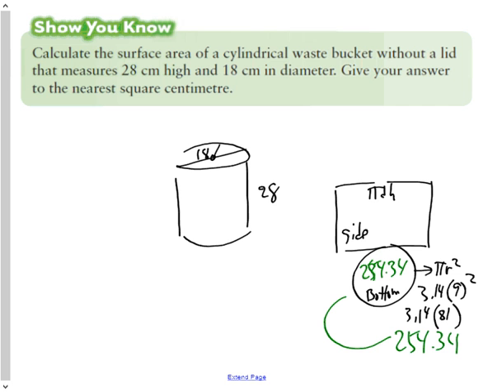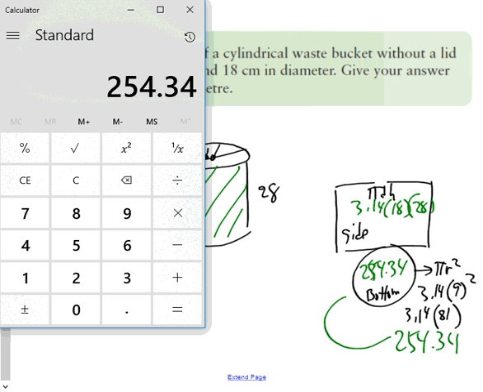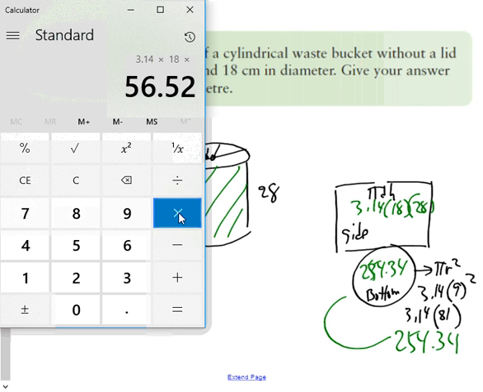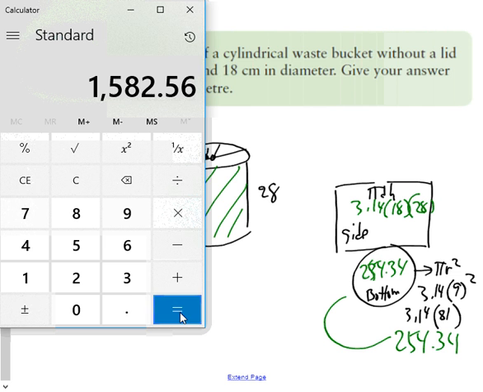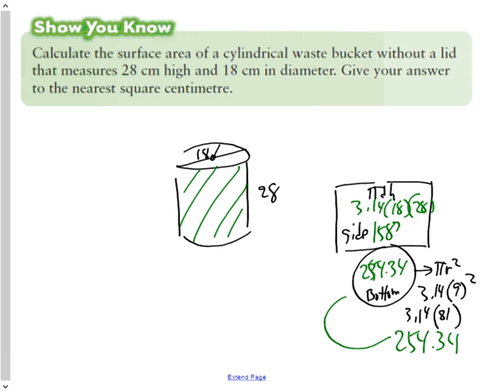Now the other part is the side, which is pi d h. 3.14 multiplied by 18 multiplied by 28 will be the area of that. Just grab your calculator. 3.14 multiplied by 18 multiplied by 28 gives you a surface area of 1582.56 for the sides. And the surface area is only going to be the sum of those two.